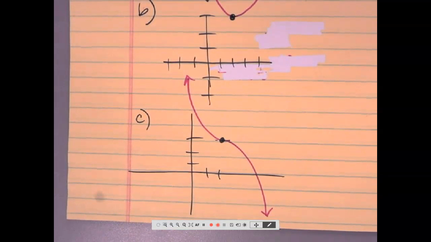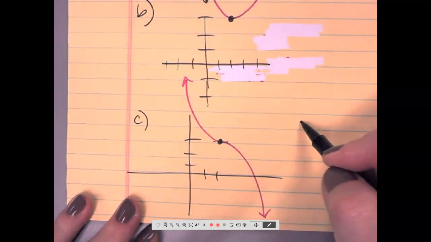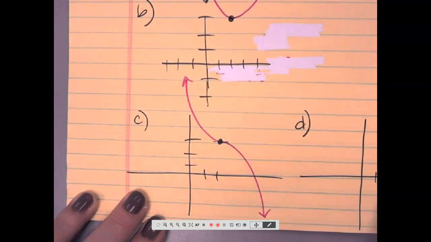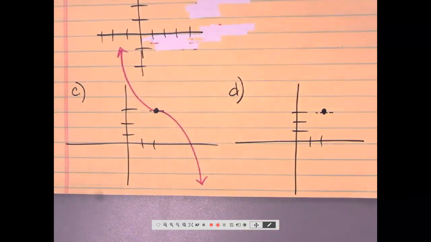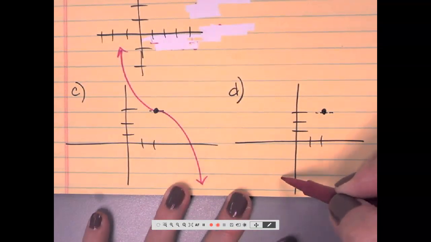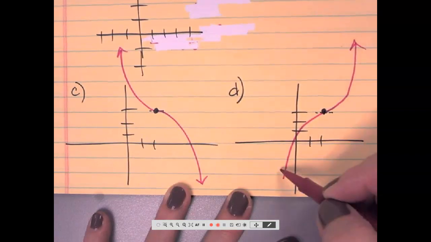So then D is the opposite. Now the slope is positive everywhere except this point. So what's that going to look like? How can I have a slope of 0 right there, but positive slope everywhere else, increasing everywhere else? Okay, like a normal cubic curve, something like that.